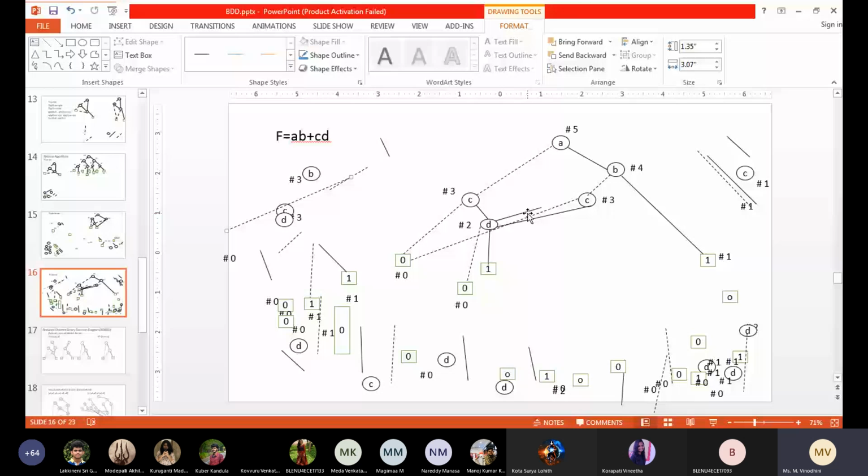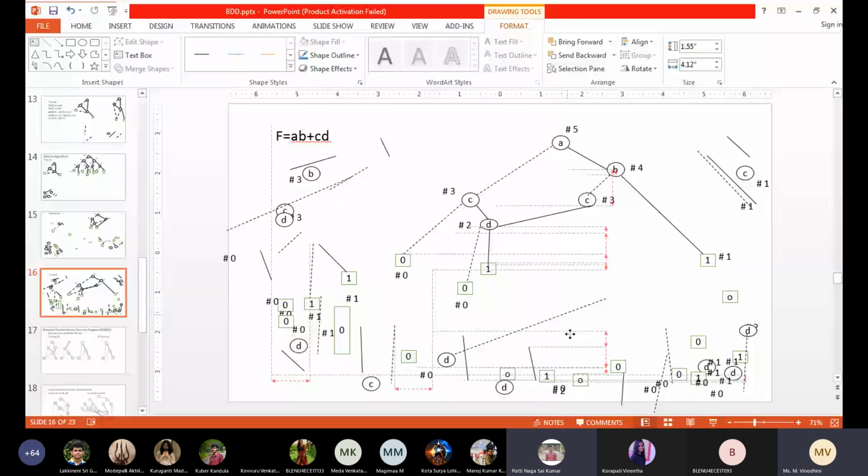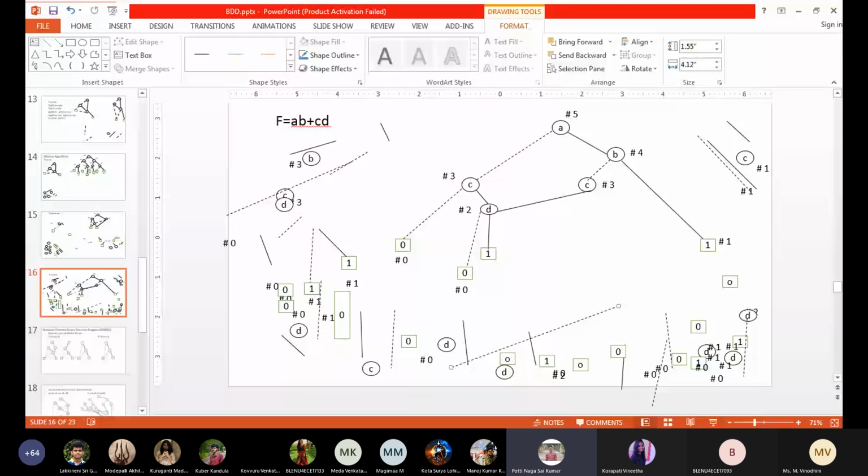Okay. Anything else, students, we can do here? We can remove the third C also, ma'am, like connecting to the second B, because it is also connecting to 0 and D. Yeah, correct. Third C also we can remove.